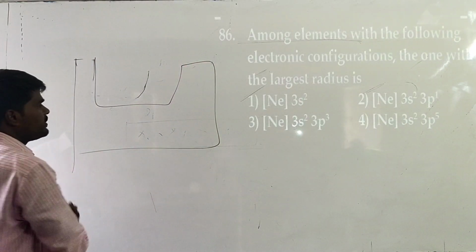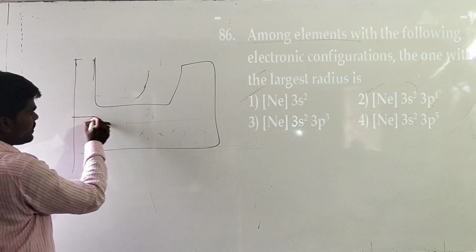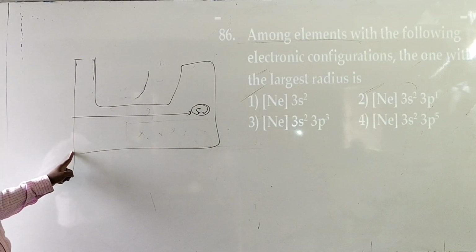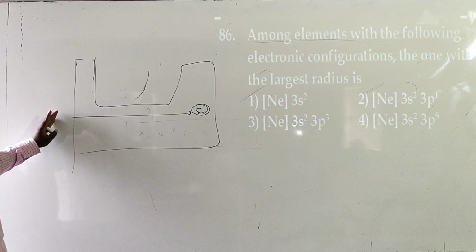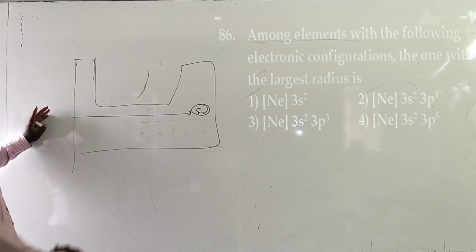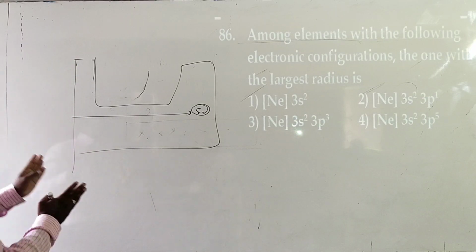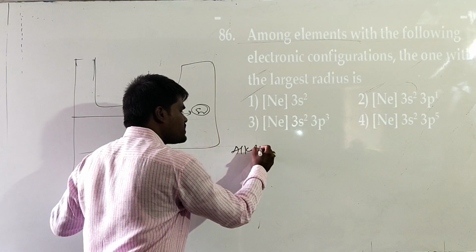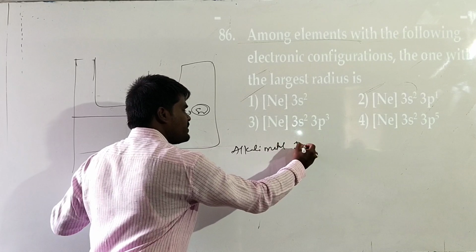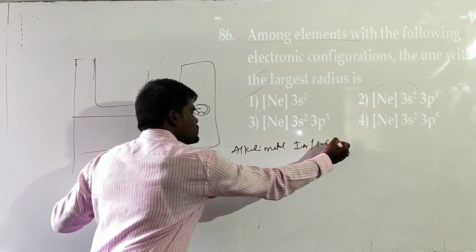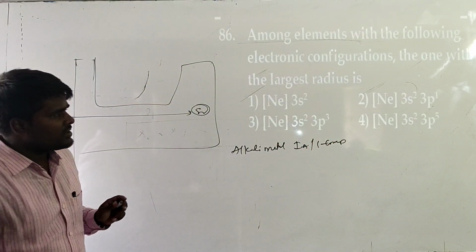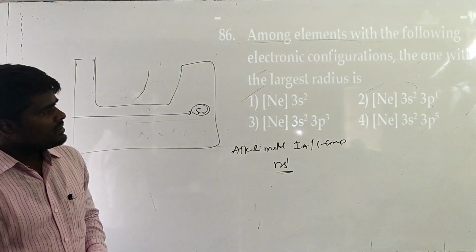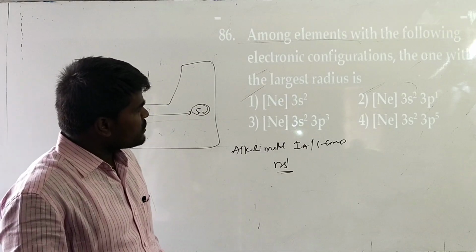When you are moving left to right in the period, size decreases. The elements on the extreme left side are expected to have the largest radius. And which elements lie on the extreme left side of the periodic table? That is the alkali metals. What are alkali metals? First group elements. So what is the general electronic configuration? Alkali metals means ns1. Is there any element with the ns1 configuration?